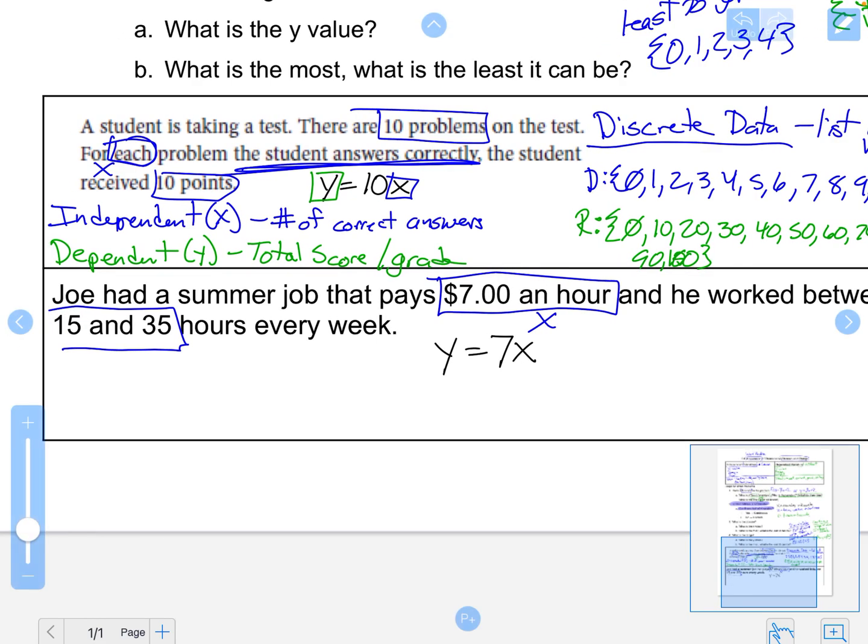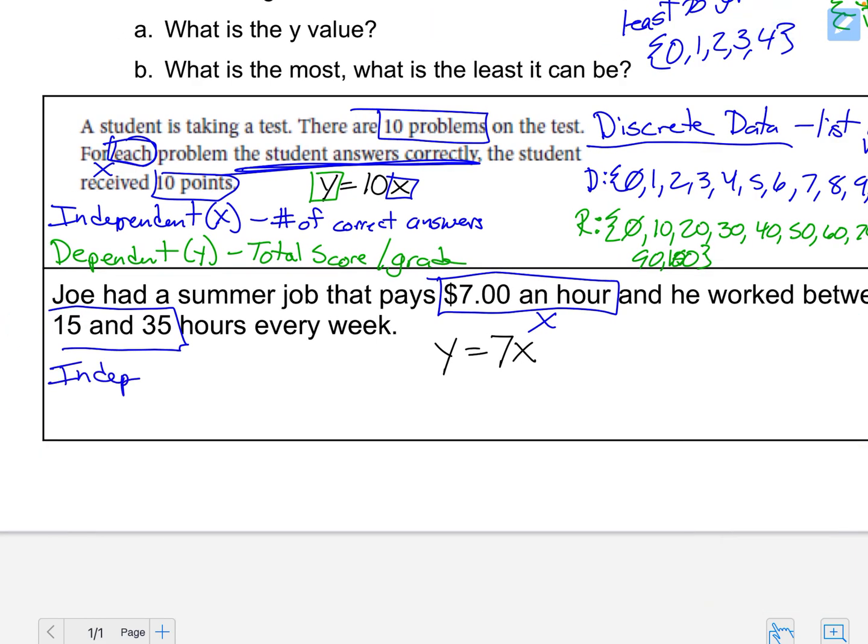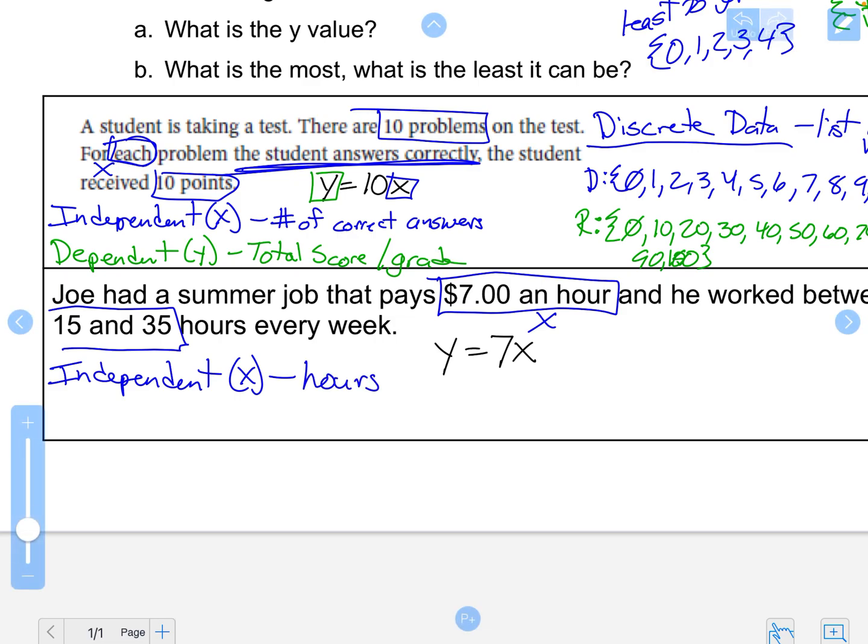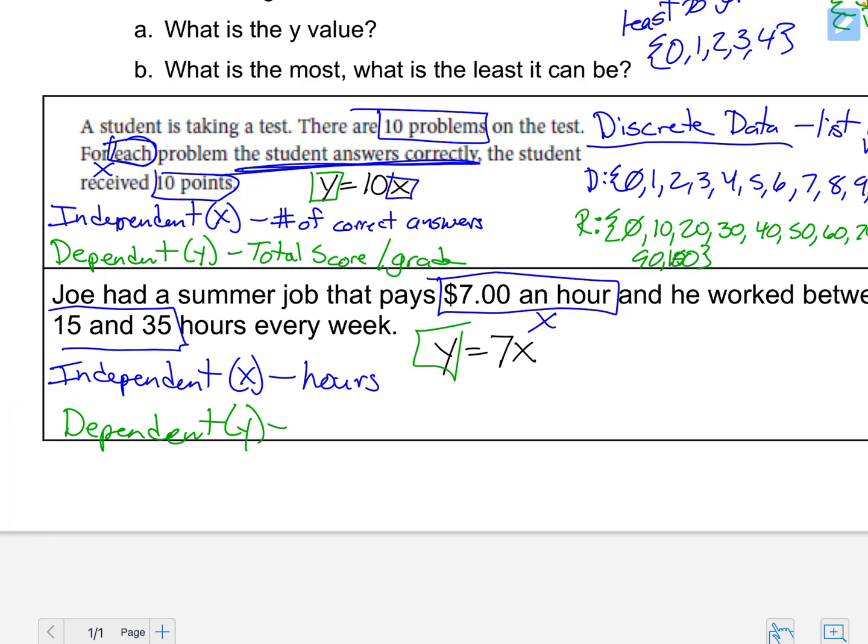So now we have to figure out what is the independent variable. And our independent variable we know is X. And we said our X is going to be hours. Next, we need to find our dependent variable. Our dependent variable is Y. And so Y is going to be here in the equation. So Y I know is going to be the total money made, or his salary for that week.